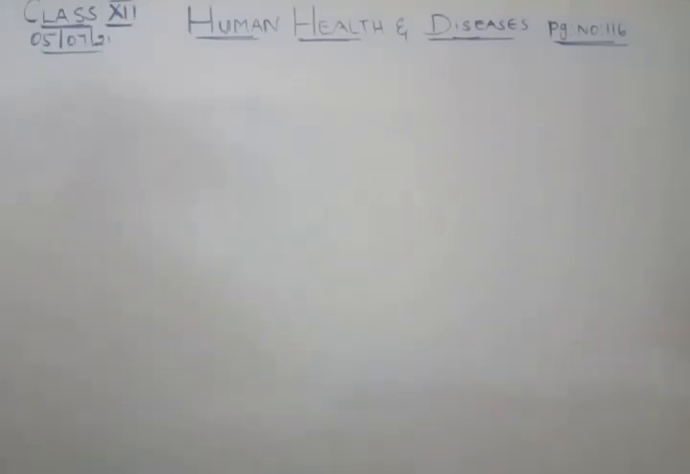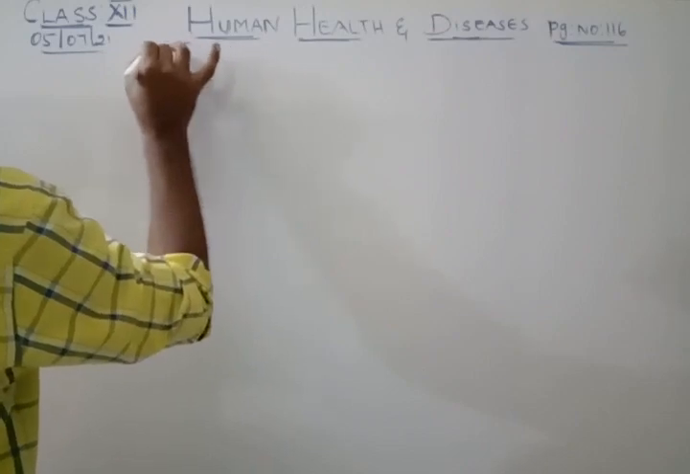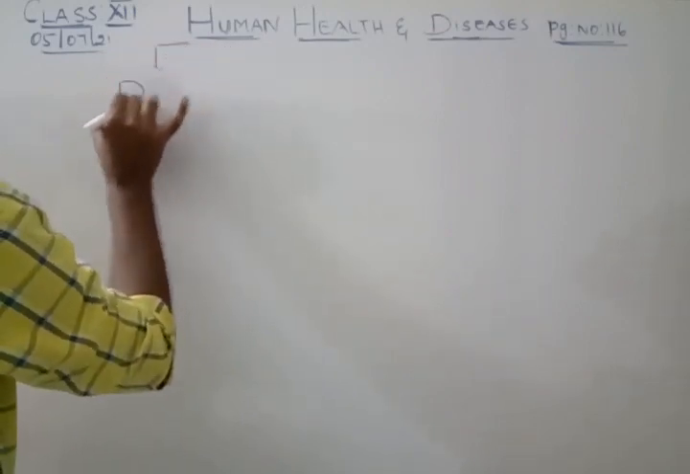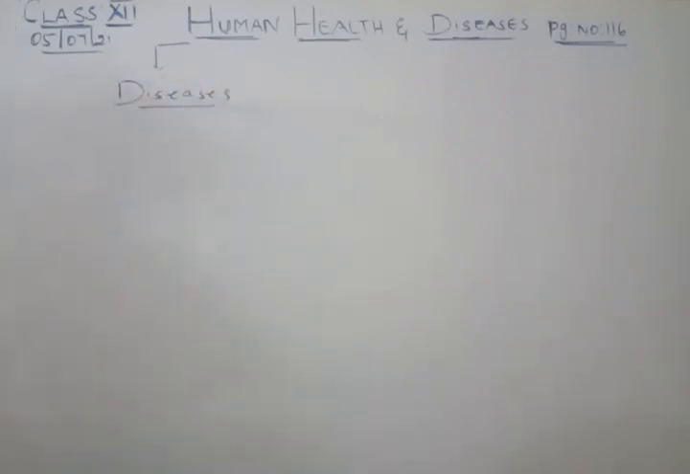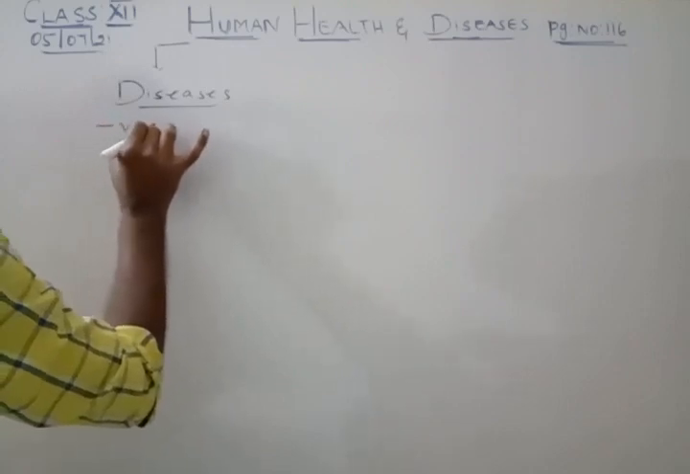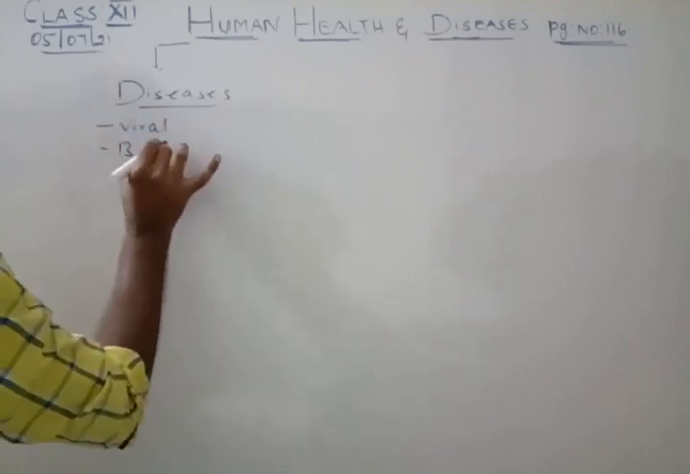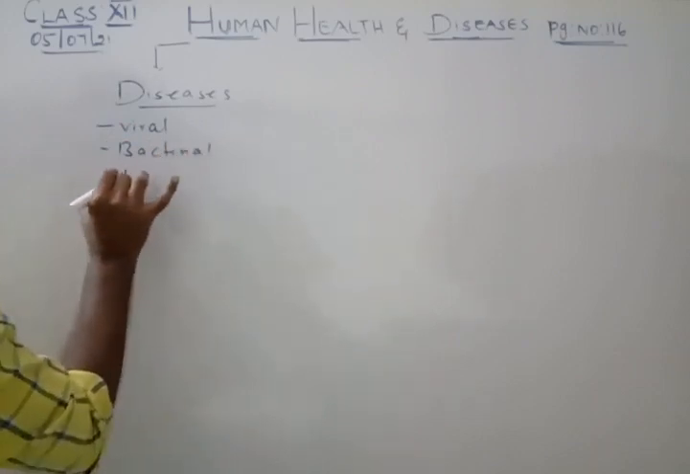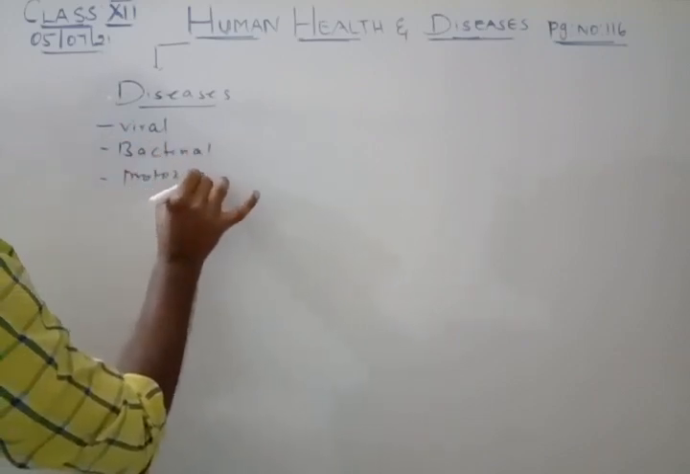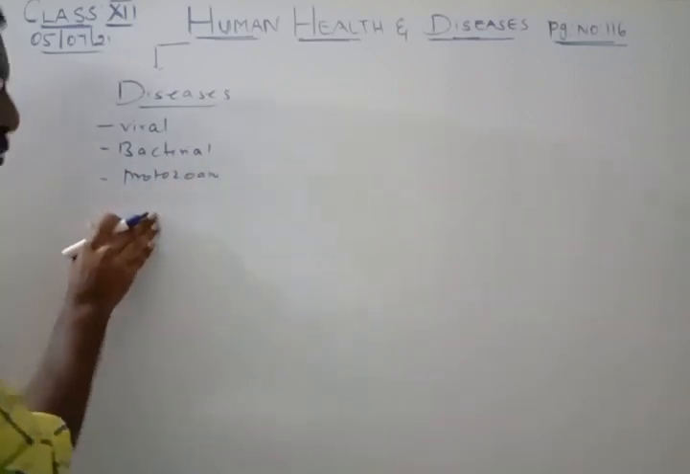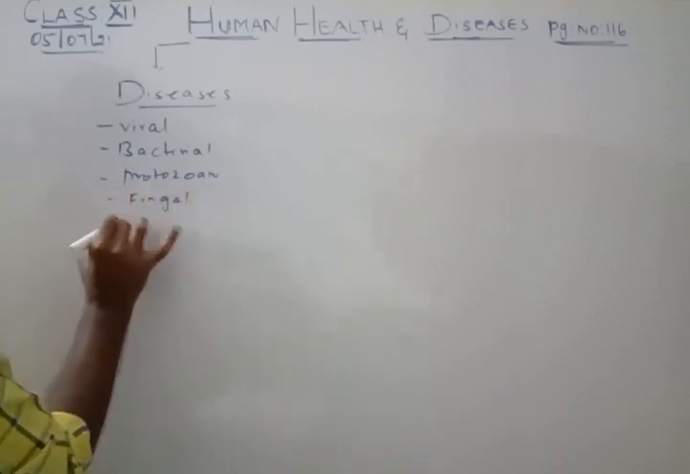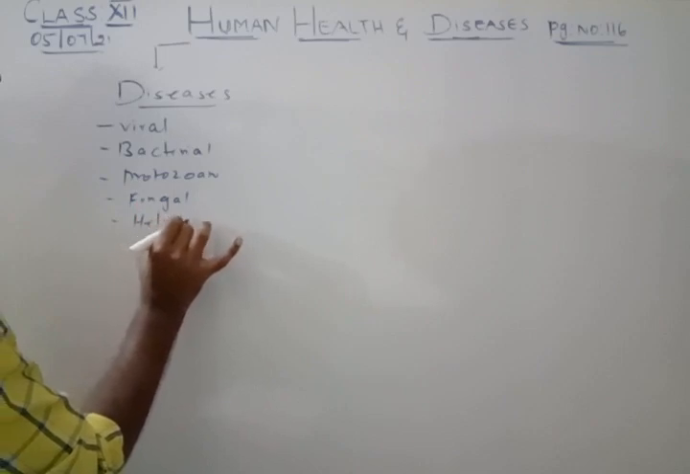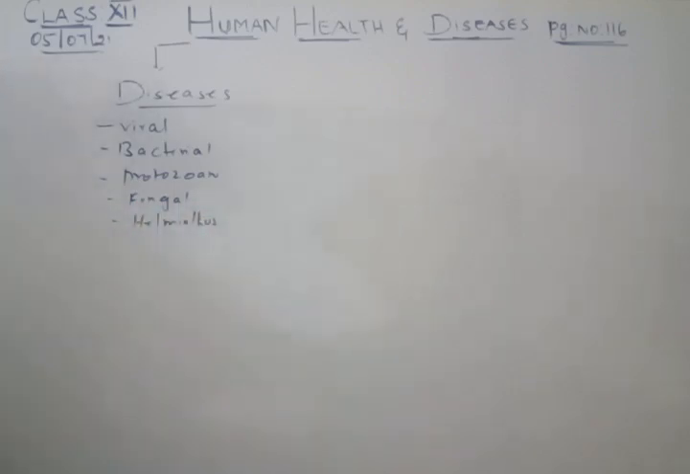The first one is the various diseases. Here we are going to talk about certain viral diseases and bacterial diseases, then some protozoan diseases. In protozoan we are going to talk in detail about the life cycle of Plasmodium, and then the fungal diseases, and finally we are going to discuss the helminth diseases. So these are all the diseases part that we are going to discuss separately.